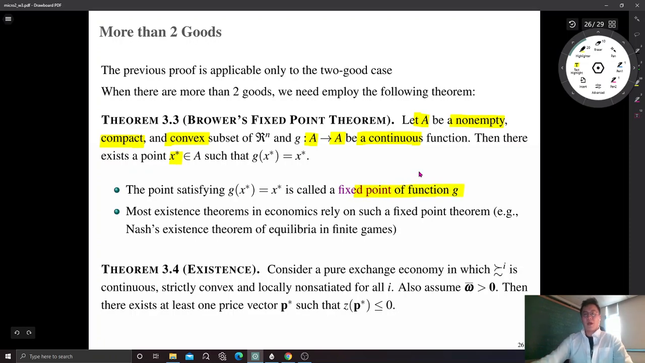All right? And I'm not going to prove this mathematical theorem in this video. If you're curious about the exact proof, you may refer to the Mathematical Appendix in Mas-Colell, Whinston and Green, or you may refer to other mathematical econ textbooks, say Simon and Blume's textbook. But I can illustrate the basic idea of this fixed point theorem with a simple figure.